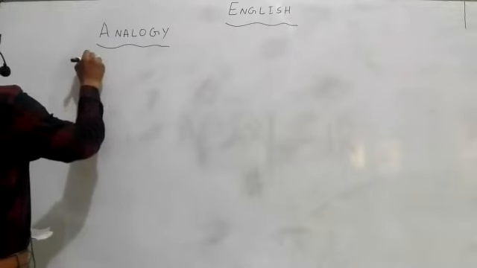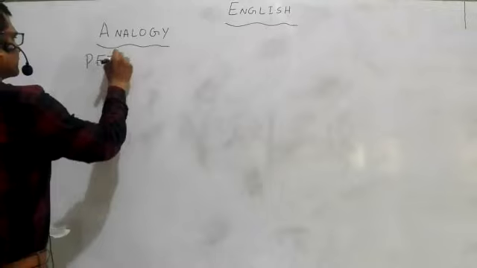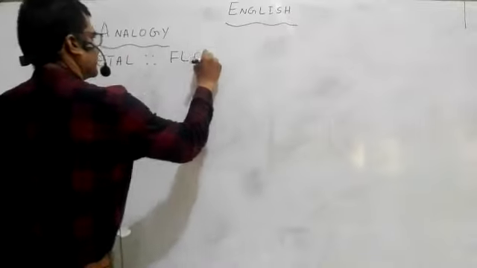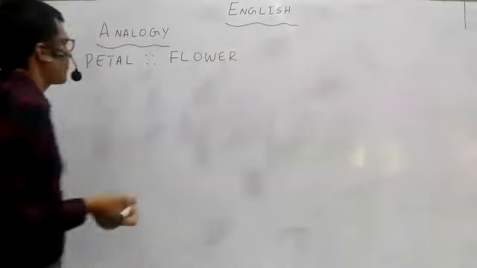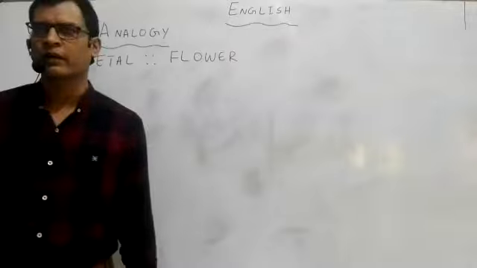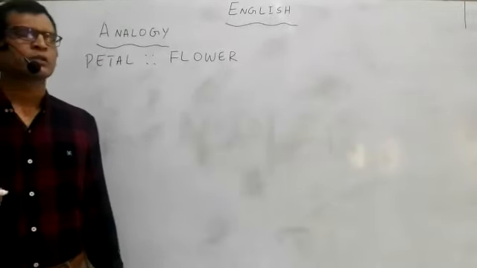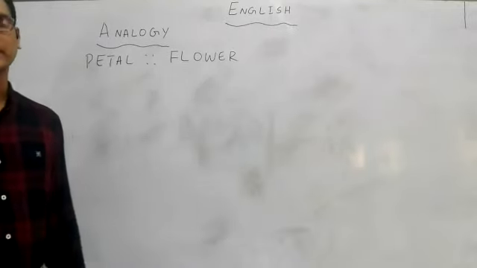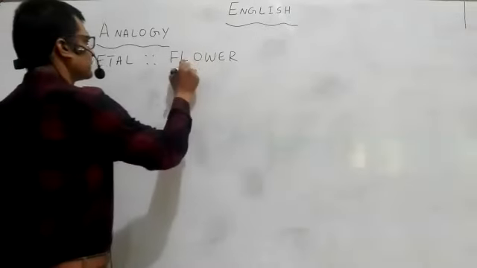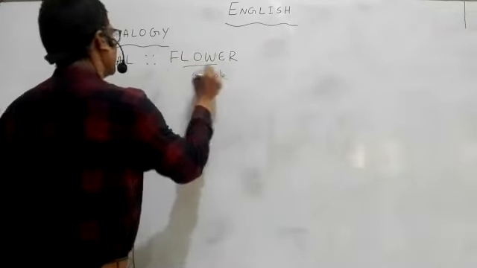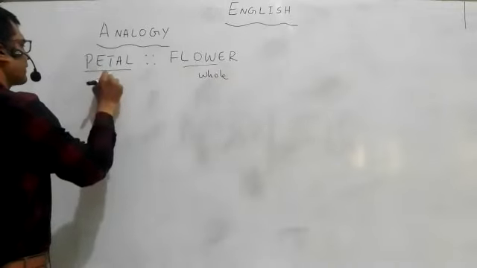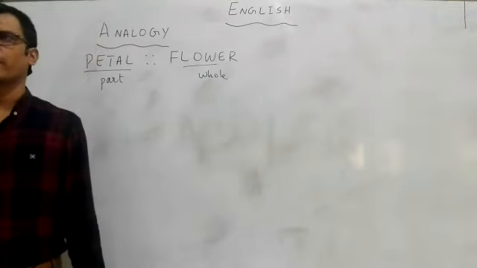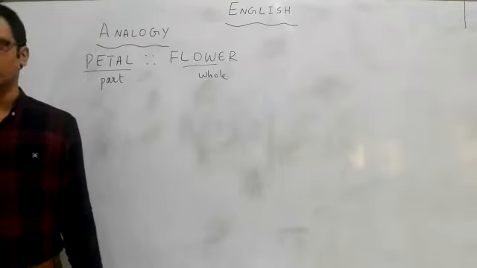For instance, we have the words petal and flower. Okay, the words are simple. A flower, we know petal is part of it. So in such kind of analogy, there is a certain technique which says that there is a whole, like this is describing a whole, and this is describing a part. So we say that a petal is a part of a whole that is a flower.